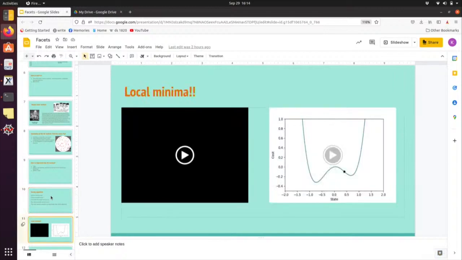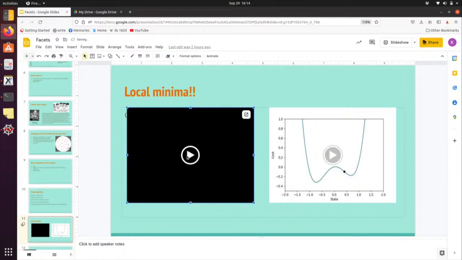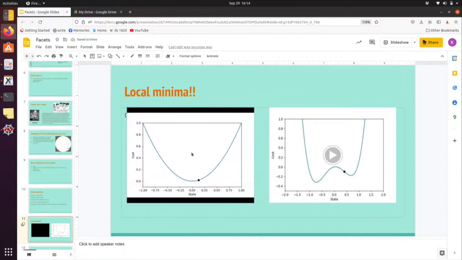Alright, so let's look at what happens when you use this kind of greedy algorithm. Imagine that this is basically a one-dimensional cost function that you are trying to optimize. It's a very simple cost function. The state essentially is what is represented on the x-axis. The state is some number between minus 1 and 1. And the cost function I have chosen to be just the quadratic function x square. We know where the minimum of x square lies. So this point over here has started in some random position.